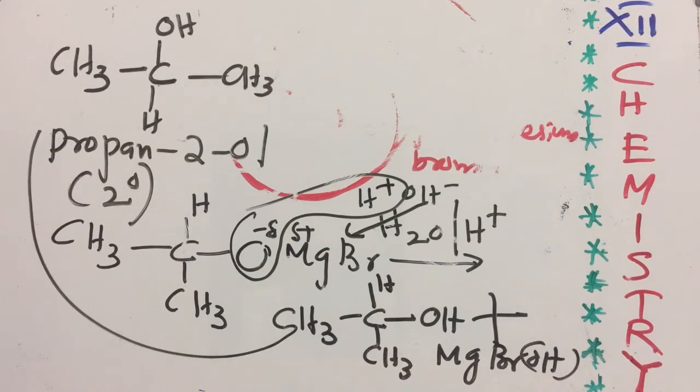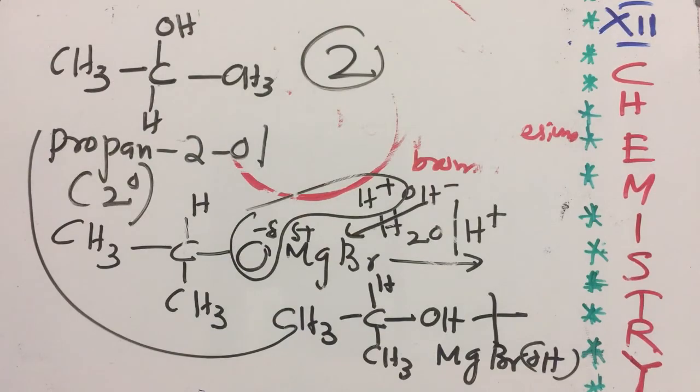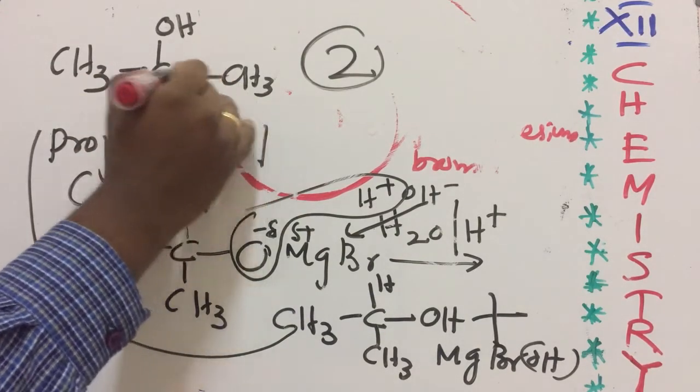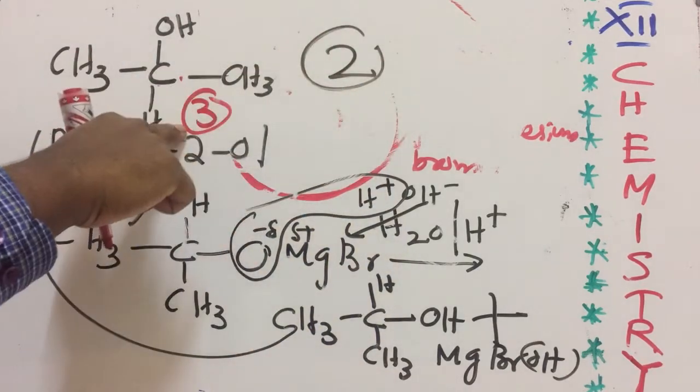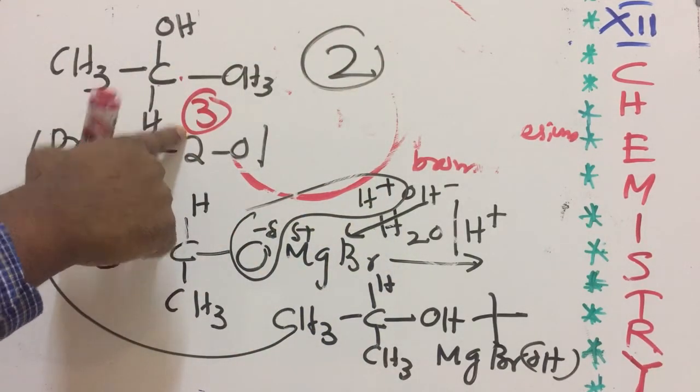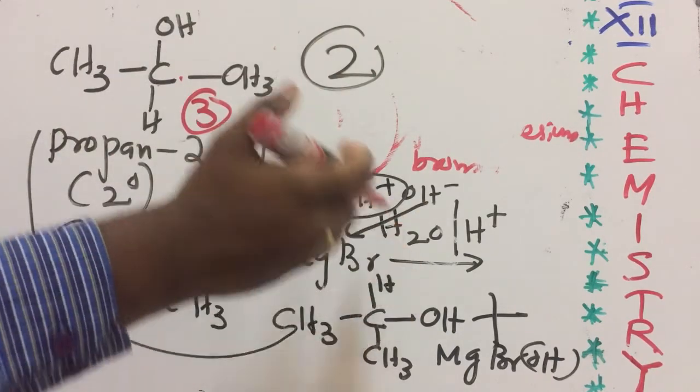Starting we took ethanal. How many carbons in ethanal? 2 carbons in the reactant. But how many carbons in the product? 3 carbons. The starting compound ethanal has 2 carbons, the product has 3. So for ascending or increasing the number of carbons, we can also use this reaction.